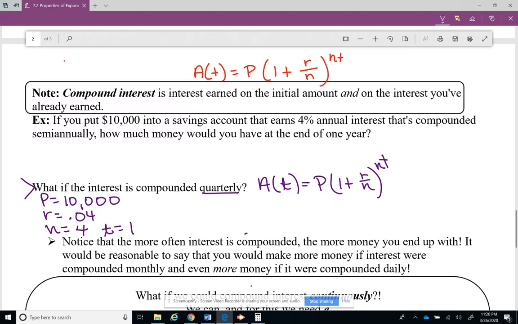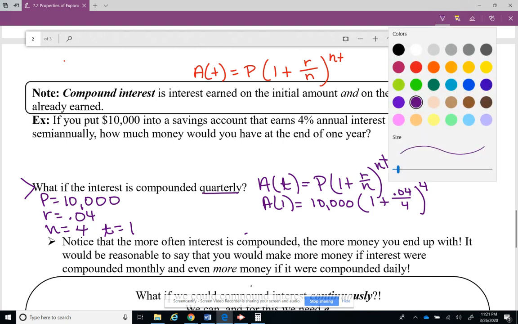All right, so we're going to say A of 1 equals $10,000 times 1 plus the rate, which is 0.04, over n, which is 4, to the n, which is 4 times 1. Now, 4 times 1 is 4. So I'm just going to erase that times 1. You can't always do that, but we can for this one. So what we're going to do is try to put this all in our calculator in one clean sweep. But before we do that, we're going to break it down in pieces so we can check and see if our answer is correct.